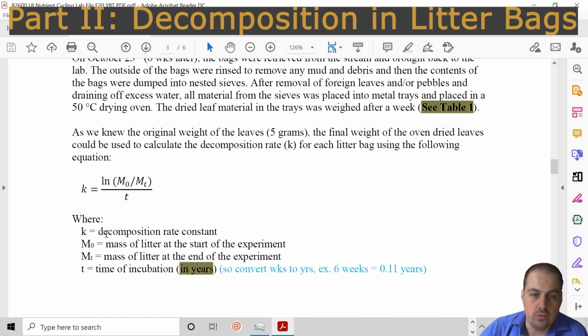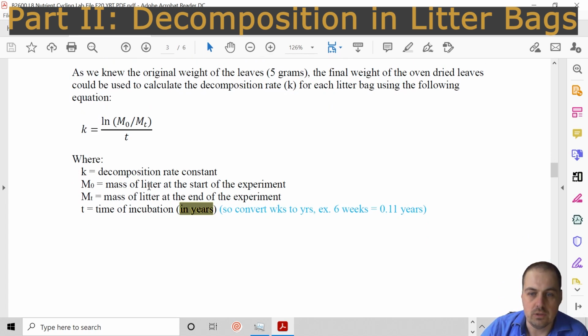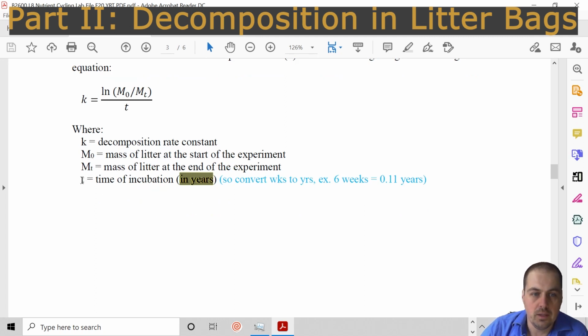In order to calculate that, you take the initial mass. Our initial mass was 5 grams for each of the leaves, divided by your final mass. Then you take the natural log of that and divide it by time. You're not going to have to do this for your table, but you will have to do this for one part of your discussion, so I'll point it out here now.